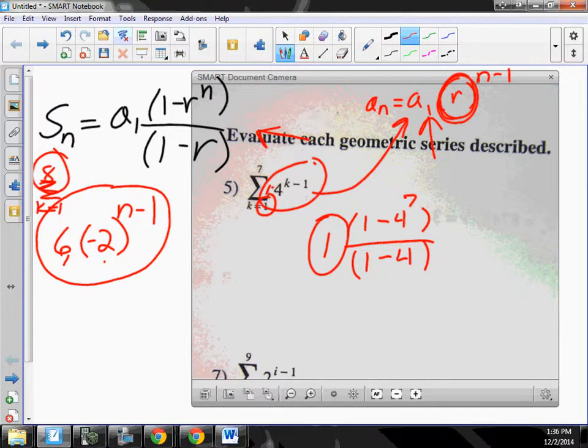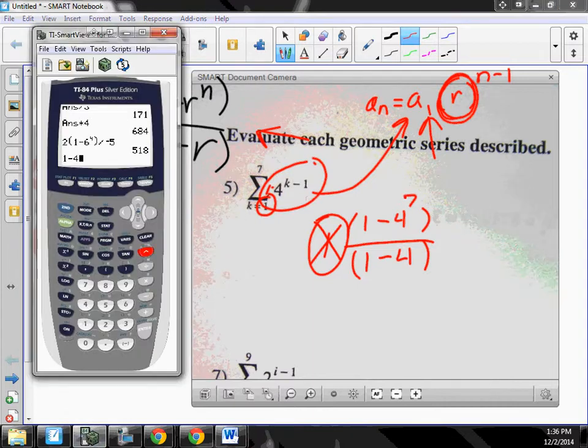So today is way easier than what we did the other day. So what you're going to do is, well, I don't need this, right? So 1 minus 4 raised to the 7th. And I'm going to divide that by 1 minus 4, which is negative 3. So 5461.